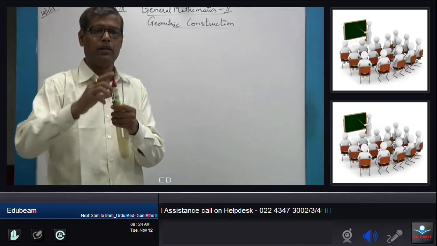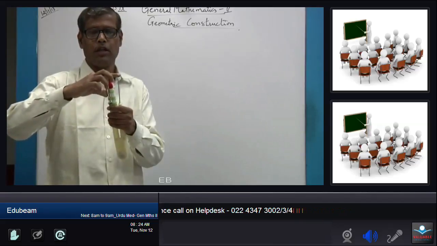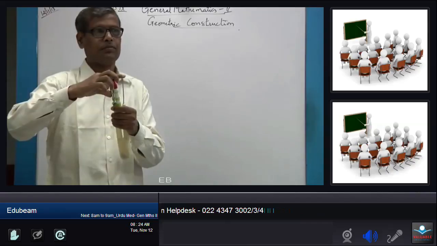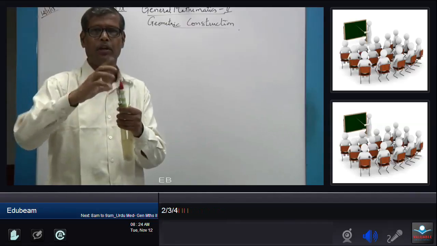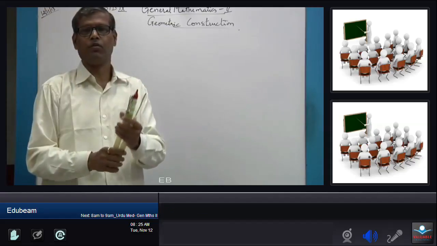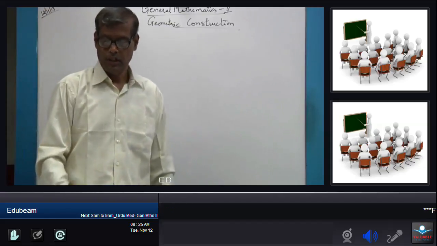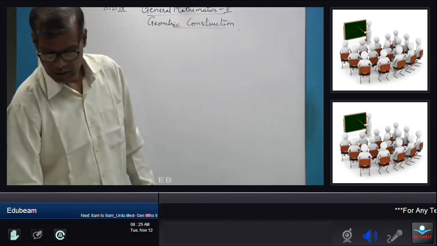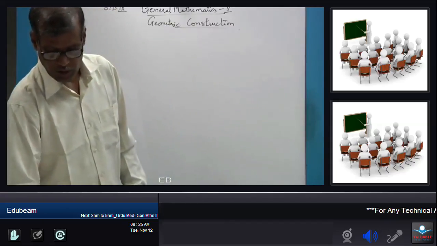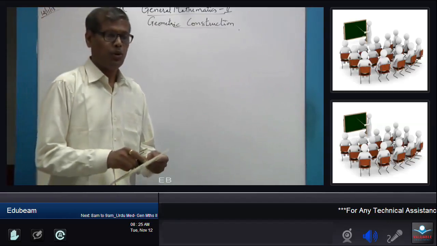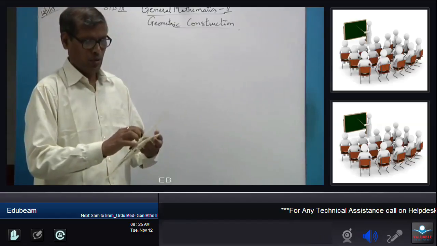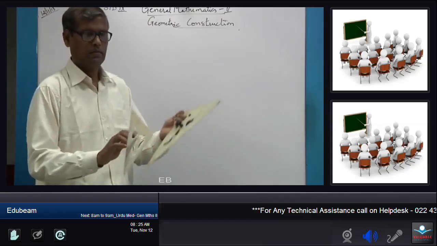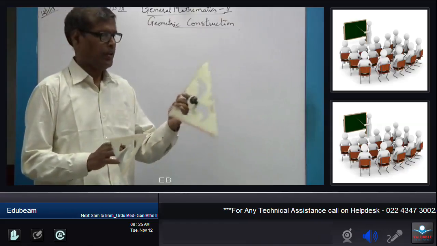Two sets, where one is the 30, 60, 90 set square, and the second one what you require is 45, 45, 90. Now when I say 45, 45, this is an isosceles right angle triangle. No doubt this is also a right angle triangle, but this is an isosceles because these two sides are equal.